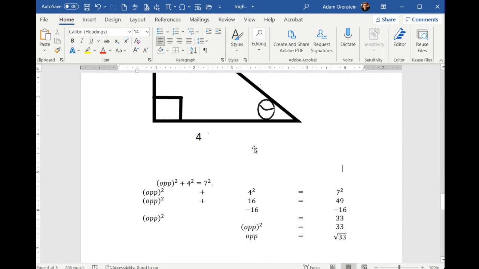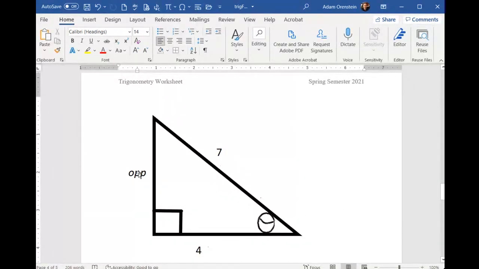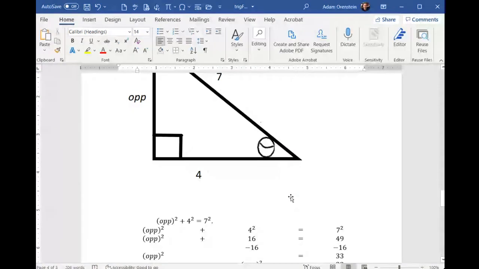Now we can use this to solve for OPP. 4 squared we know is 16. 7 squared we know is 49. Subtract 16 from both sides, because we want to isolate the unknown. So we get OPP squared equals 33. If OPP squared is 33, what's OPP going to be? You take square roots. So this side OPP has length square root of 33.